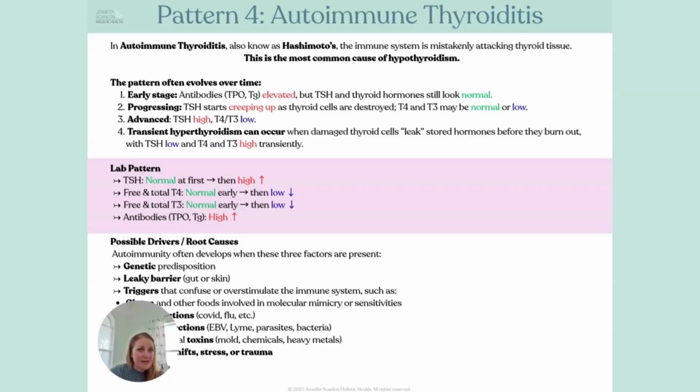So again, that lab pattern, TSH normal at first, then it goes high. Free and total T4, normal at first, then low. Same with free and total T3, normal at first, then low, and your antibodies are going to be high.